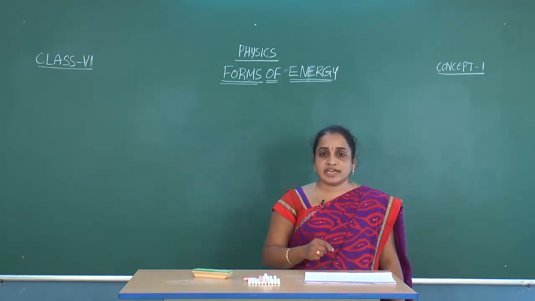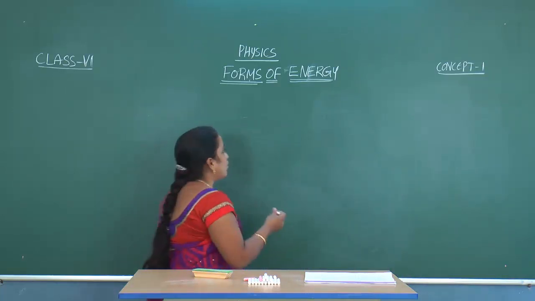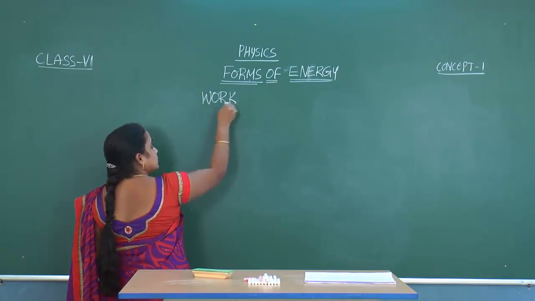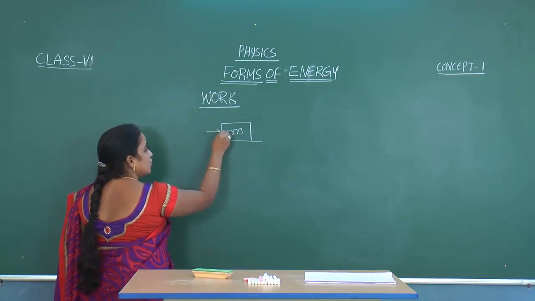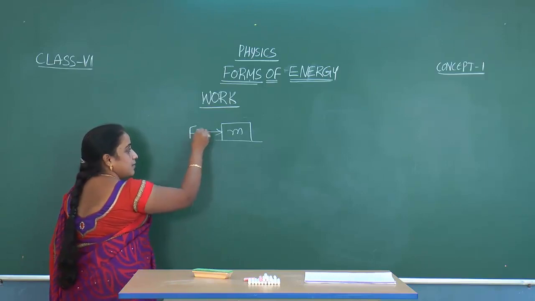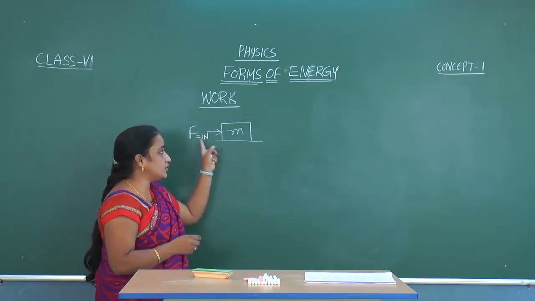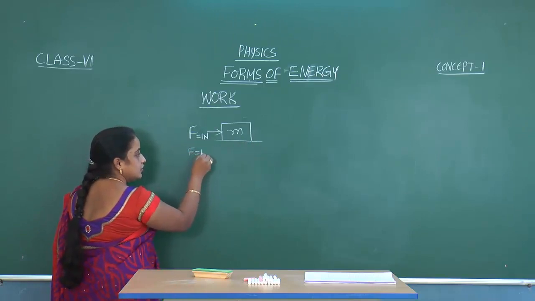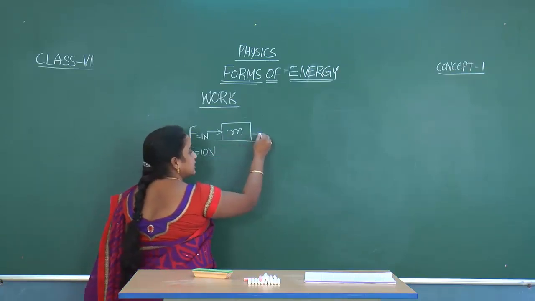To say about the work briefly, let us apply a little amount of force on a block of mass M. To know about this, we are going to apply some force on the block of mass M. A little force I told. For example, I'm applying 1 newton of force. So for this amount of force, the object is not moving. I'm increasing the force to some 10 newton. Now the object started displacing.